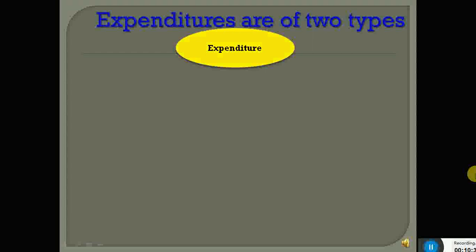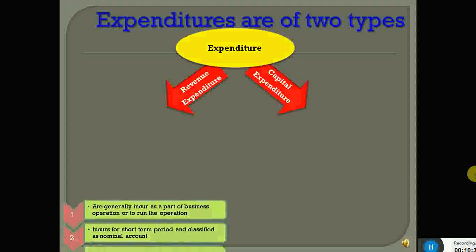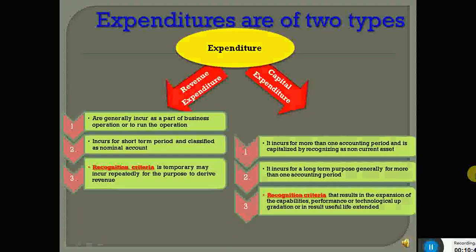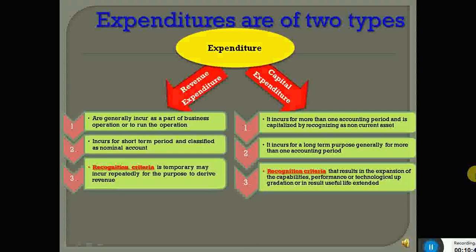Expenditures are of two types: revenue expenditure and capital expenditure. Revenue expenditures are generally incurred as part of business operations or to run the operation. Revenue expenditure is incurred for a short-term period and classified as nominal accounts.